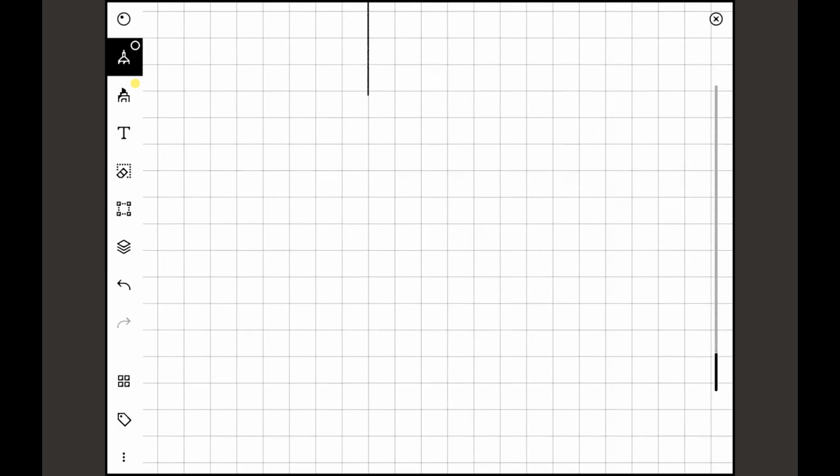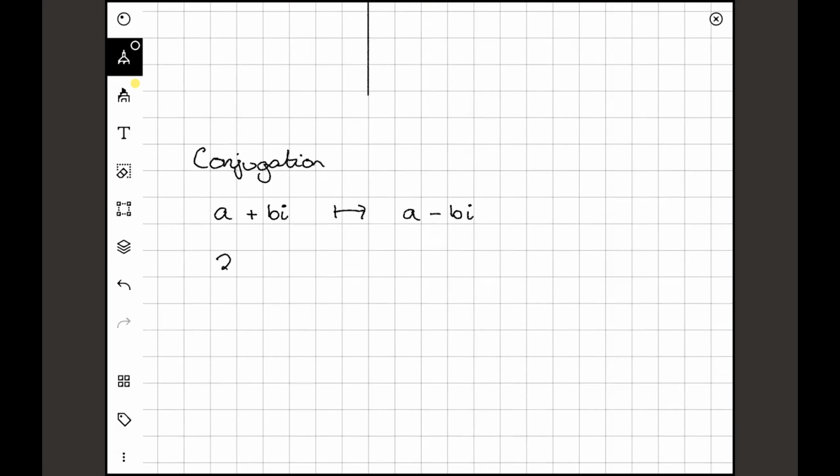Now there are lots of operations we can do on these new complex numbers. The first one we're going to talk about is conjugation. And all this does is send a plus bi to a minus bi. So it sends 2 plus 3i to 2 minus 3i. And we often write this with a bar over the top. So we would say that the conjugate of 2 plus 4i is 2 minus 4i.